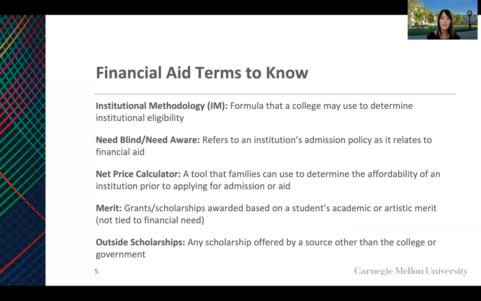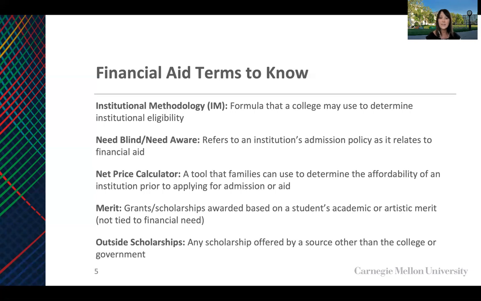Merit is known as grants and scholarships that are awarded based on students' academic or artistic merit, not necessarily tied to financial need. We at Carnegie Mellon do not offer merit scholarships, but many institutions do. So you'll want to make note of that if there are those opportunities with other institutions.